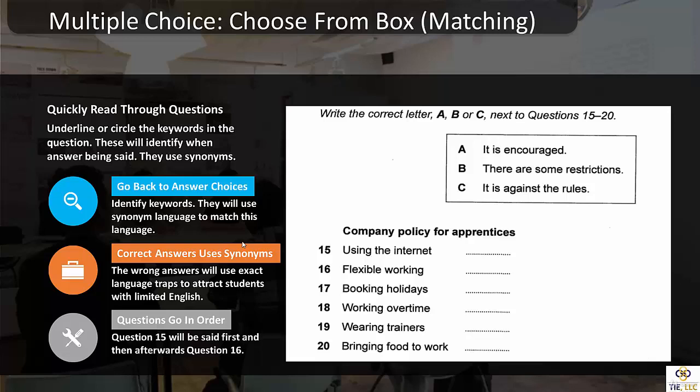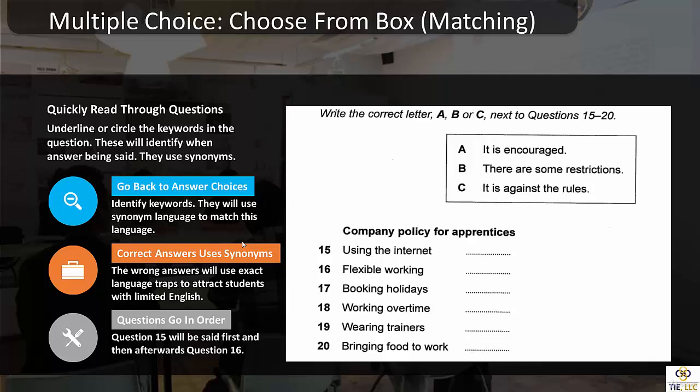So here what you want to do now, keep in mind the questions go in order. So you're going to hear the language for 15, then 16, then 17, then 18. Be aware they may use synonyms. They may not say booking holidays. They may say reserving a vacation, right? But it goes in order. They're not going to give number 19 and then give number 15. But you want to note the language in the answer choices and in the questions, so you recognize when they're giving that answer.